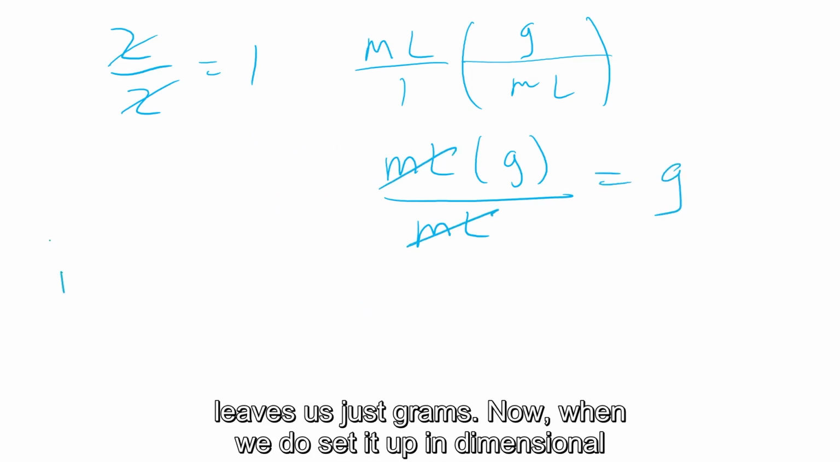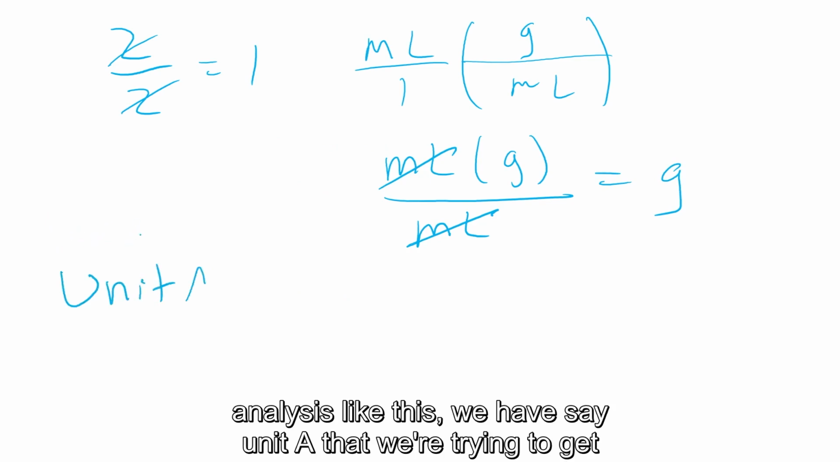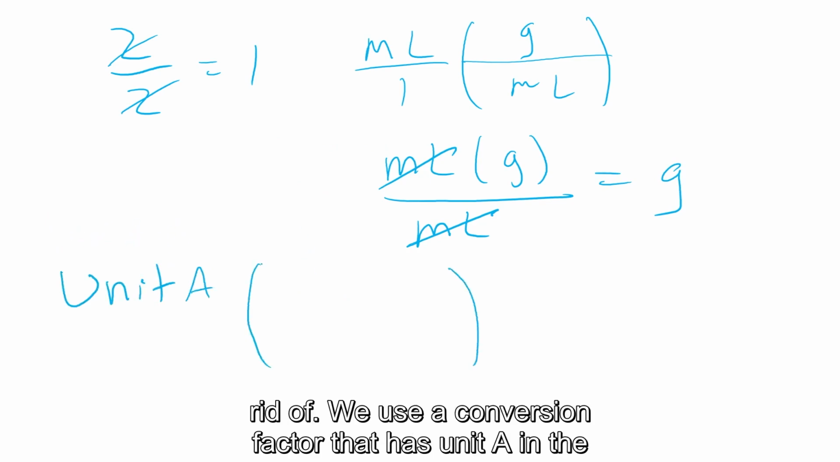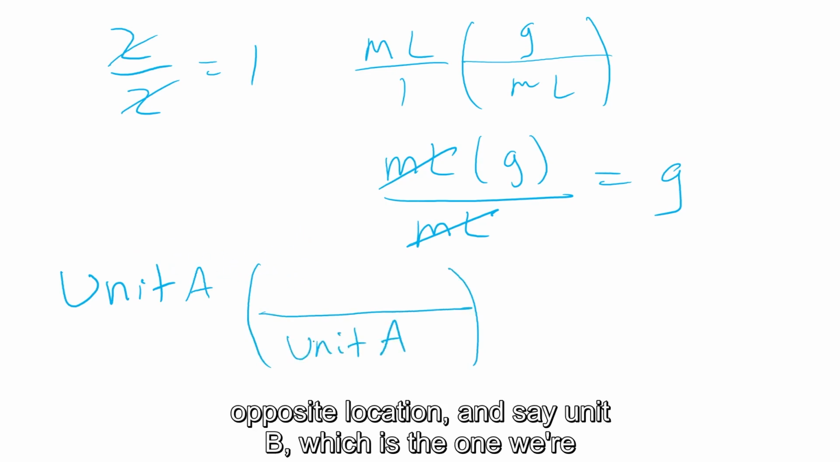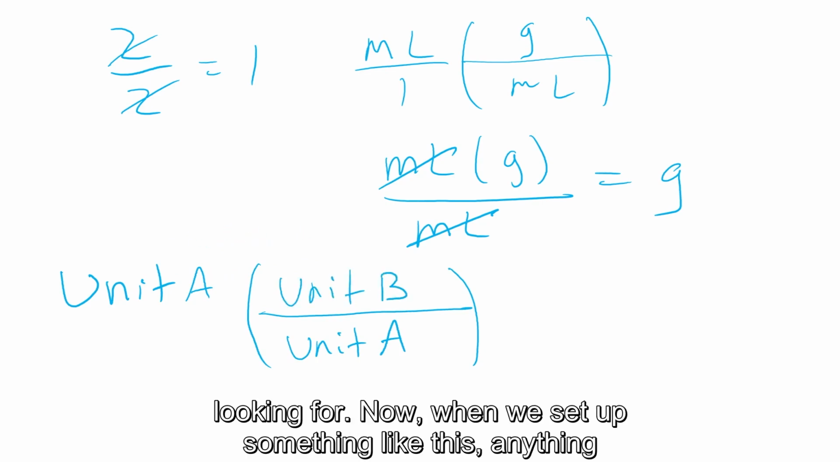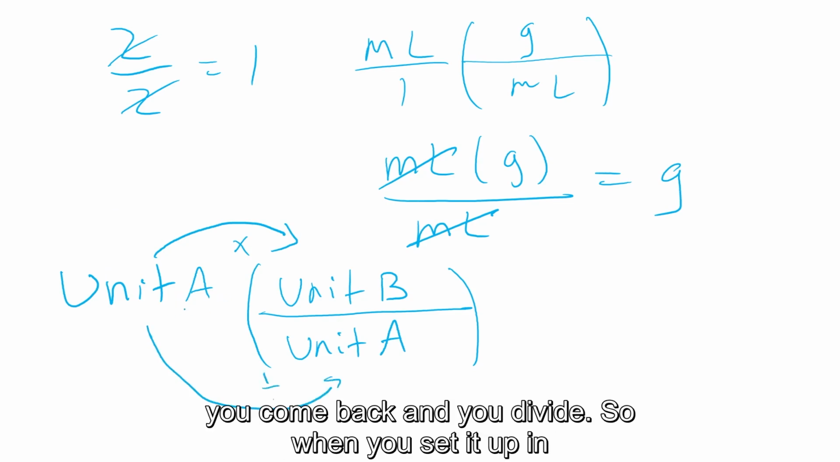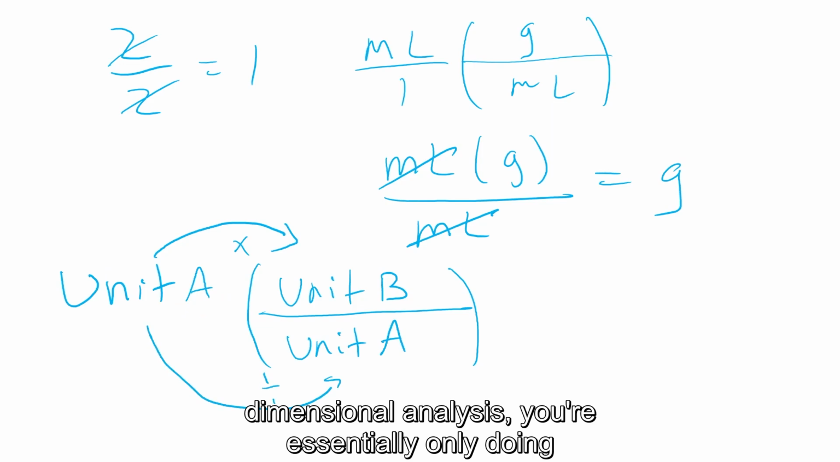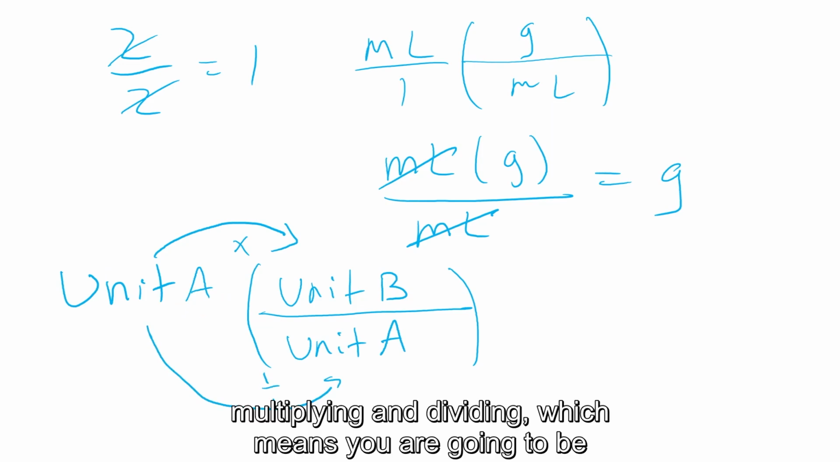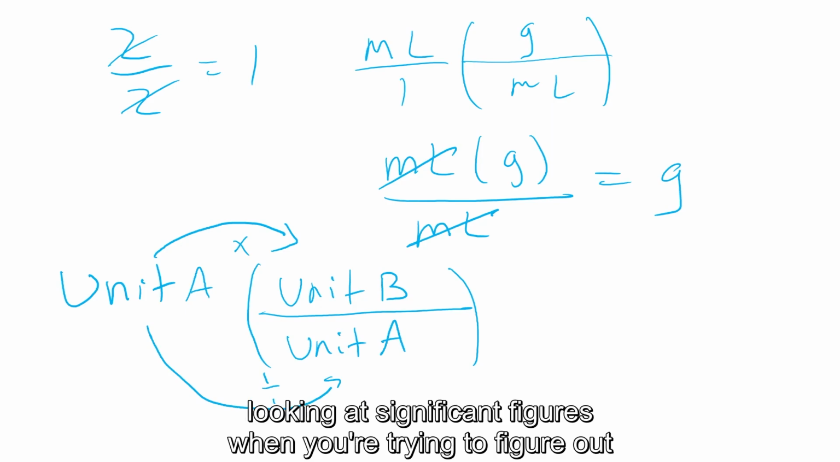Now, when we set it up in dimensional analysis like this, we have, say, unit A that we're trying to get rid of. We use a conversion factor that has unit A in the opposite location and, say, unit B, which is the one we're looking for. Anything that's on top gets multiplied. Anything that's on the bottom, you come back and you divide. So when you set it up in dimensional analysis, you're essentially only multiplying and dividing, which means you are going to be looking at significant figures when you're trying to figure out your answer.